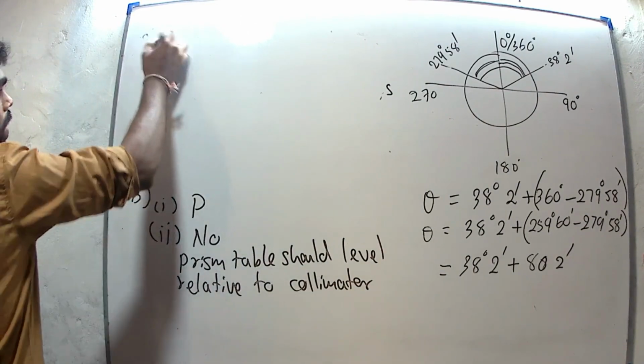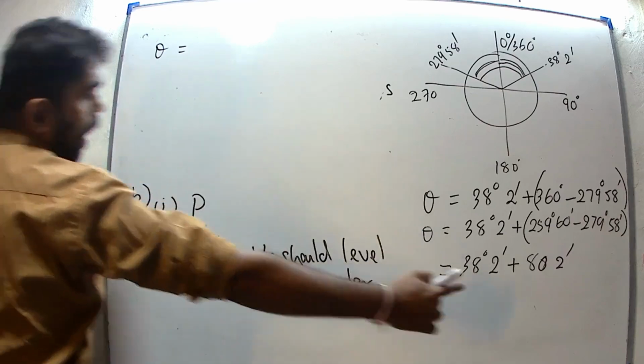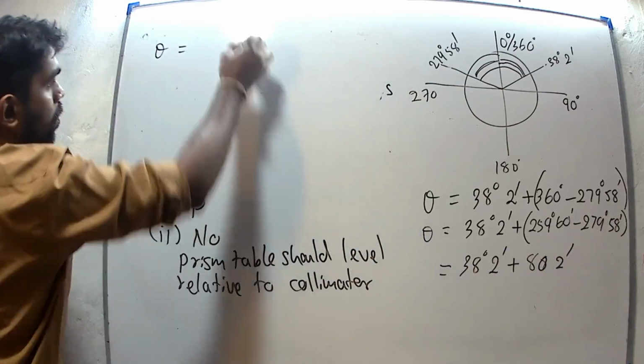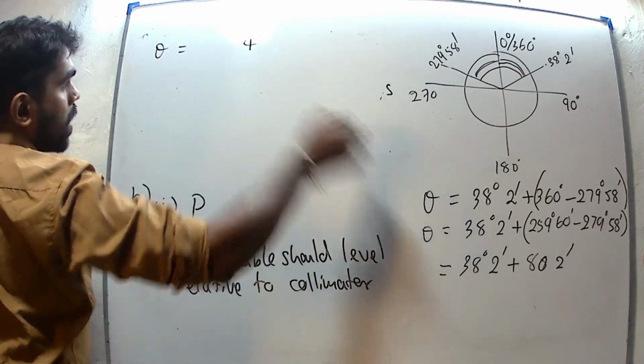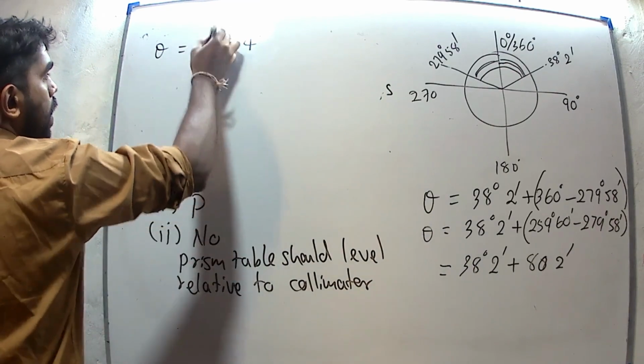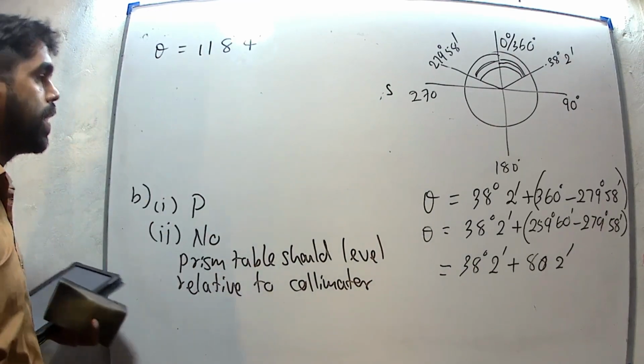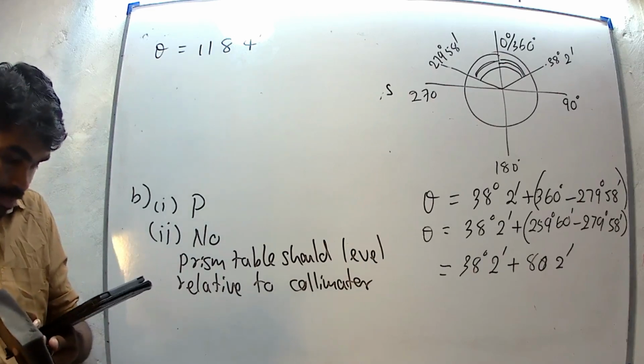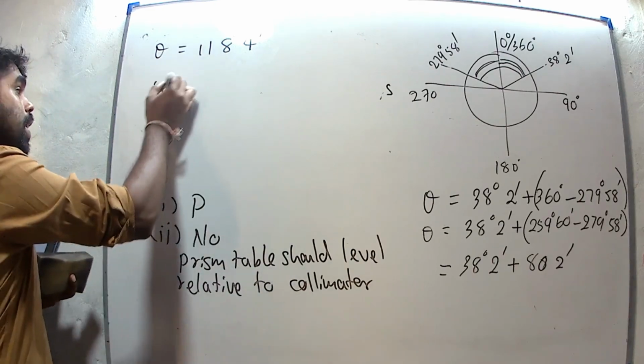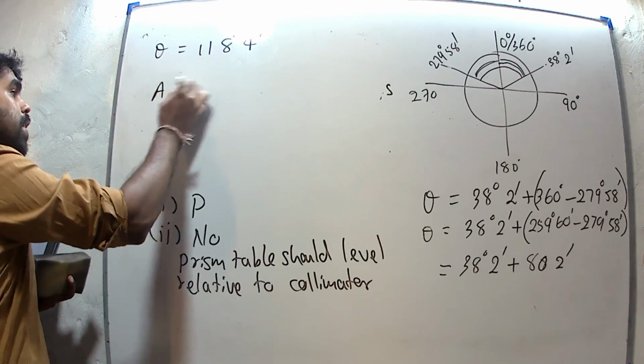2 theta value is, we have to add these two values: 2 plus 2, 4 minutes, 8 plus 0, 8, 3 plus 8, 11, so 118 degrees and 4 minutes. It is the 2 theta value. We know that the prism angle is A, it is 2 theta divided by 2.